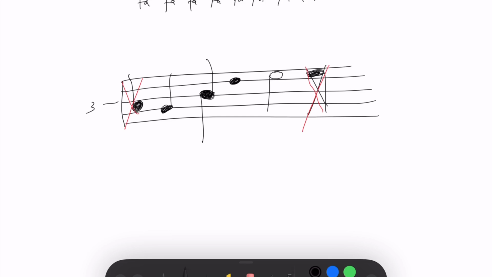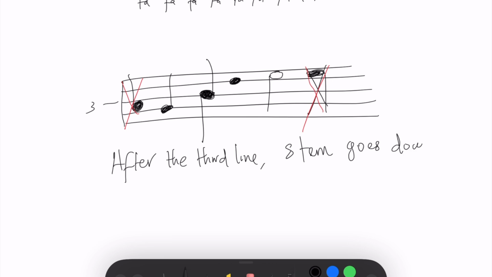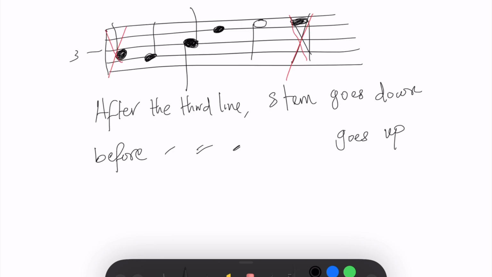But the rule of thumb says after the third line, stem goes down, and before the third line, stem goes up. I hope that is clear.